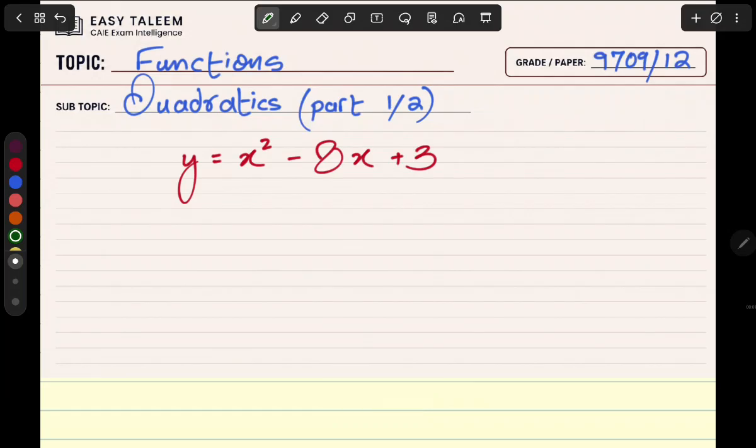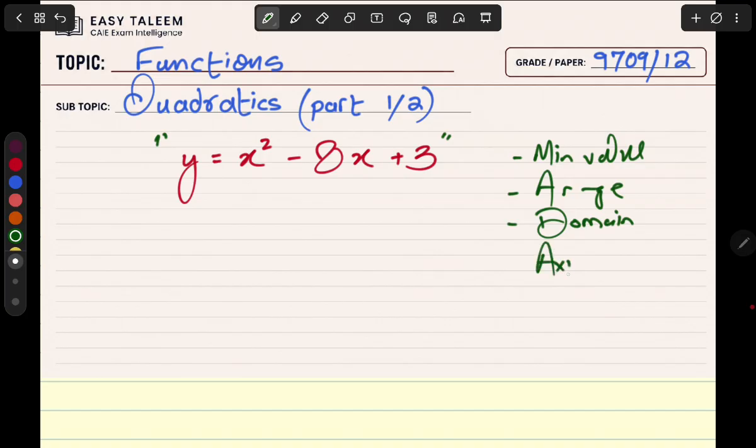Students think that this function y equals x squared minus 8x plus 3 is just another equation. However, Cambridge thinks differently. Cambridge sees a minimum value, a range to a corresponding domain, an axis of symmetry. And I'm talking specifically about this quadratic function.